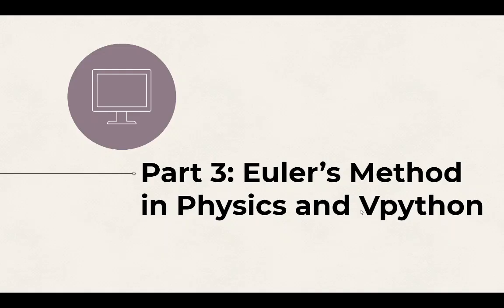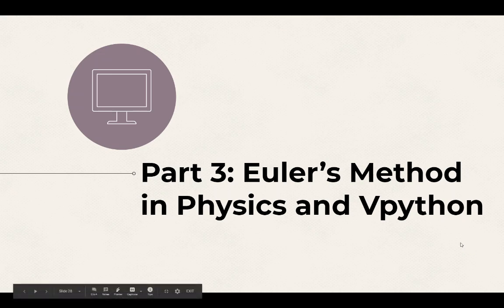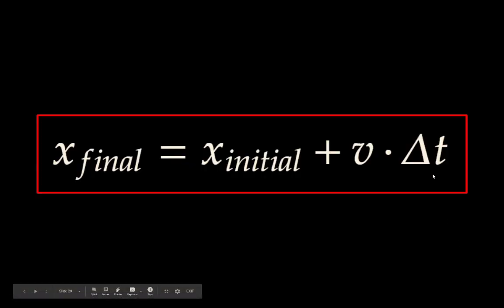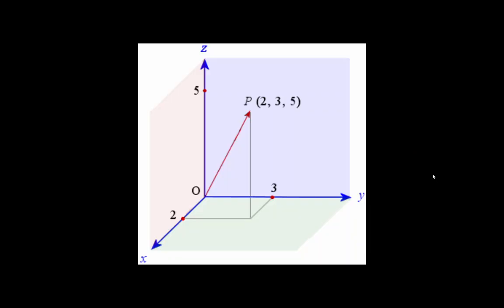So now we're going to move on to part 3, which is actually applying what we just learned, Euler's method, to physics and VPython. Now you may remember that in the week 1 lecture, in VPython, I said that we're going to be working with vectors, which are essentially collections of numbers that describe the x component, the y component, and the z component of something, or in other words, a magnitude and a direction.